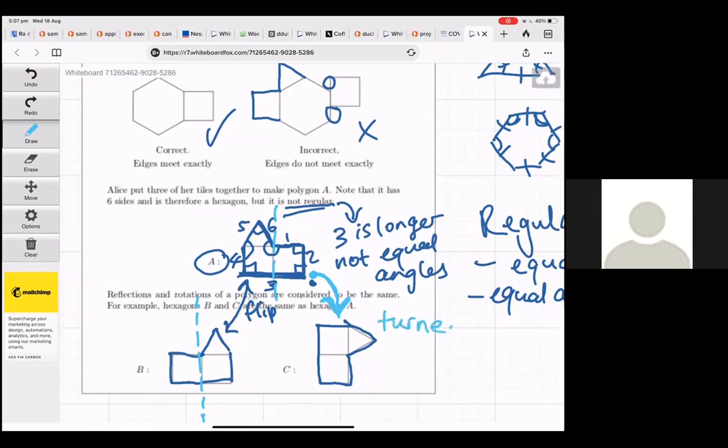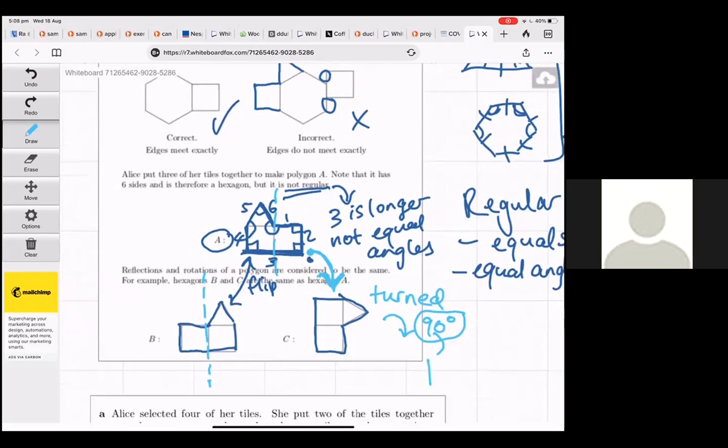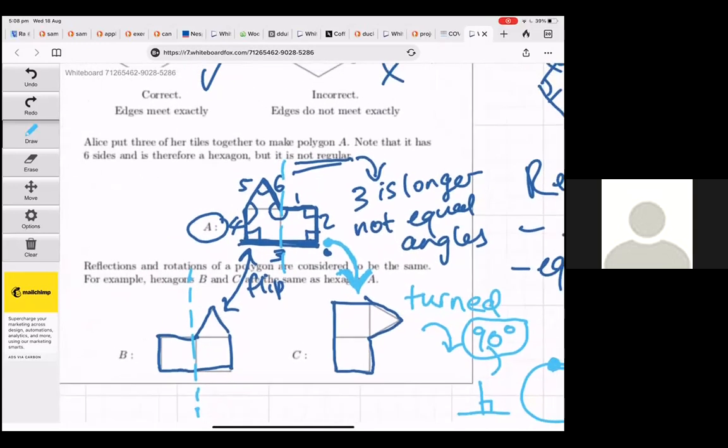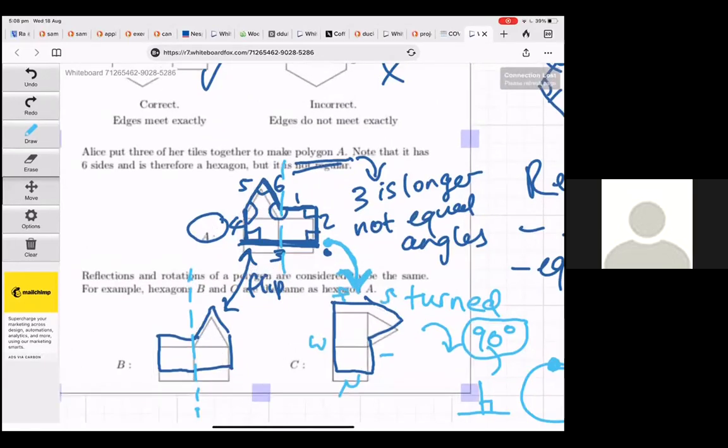We turned it in this direction by a 90-degree turn. And for those who don't know what 90 degrees is, that's just the angle. It's like a quarter of a turn. So if this is the whole circle, 90 degrees is just going a quarter of the way around. And there are no extra sides added. There's still 1, 2, 3, 4, sorry for writing sideways, 5 and 6.